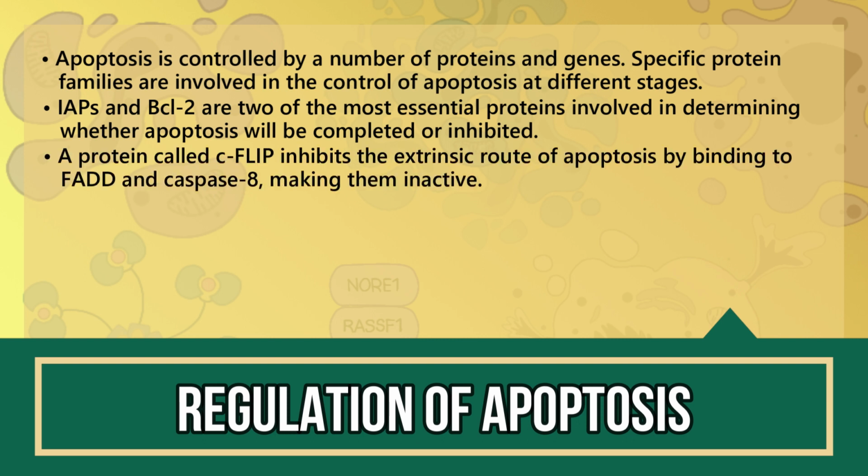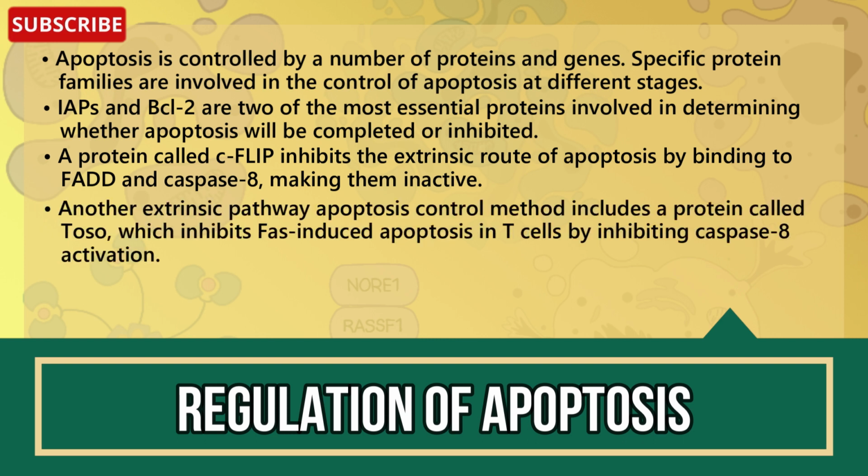A protein called CFLIP inhibits the extrinsic route of apoptosis by binding to FADD and caspase 8, making them inactive. Another extrinsic pathway apoptosis control method includes a protein called TOSO, which inhibits FAS-induced apoptosis in T cells by inhibiting caspase 8 activation.